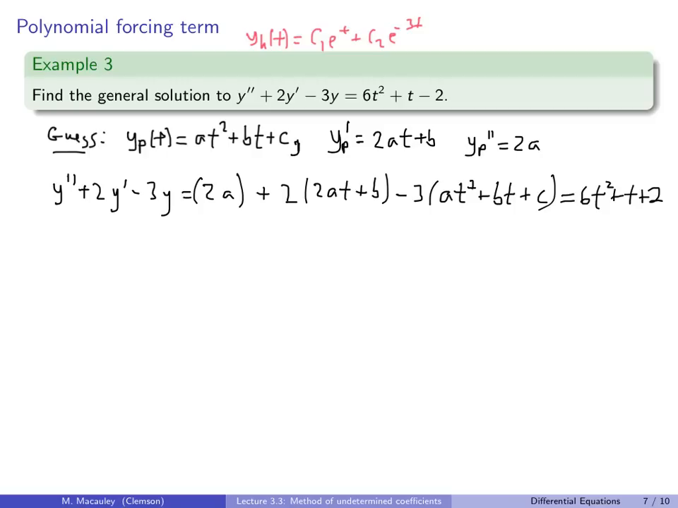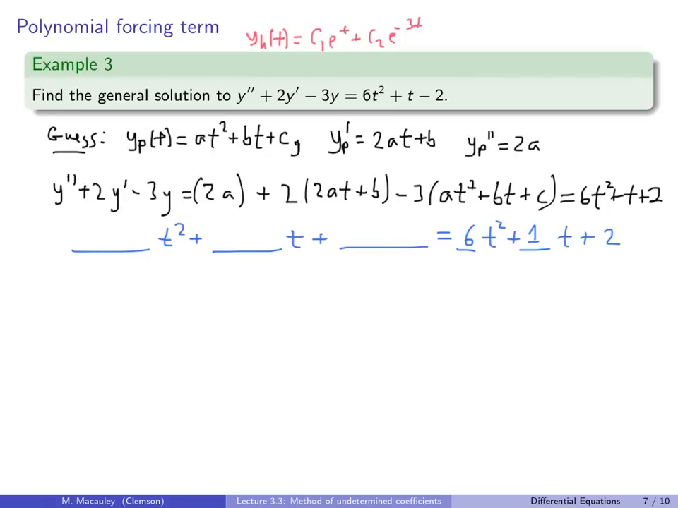Okay, so let's simplify. Let's collect terms. Sometimes I like to do it like this. The left-hand side, well, I guess it's the middle, is going to be some number of t squareds plus some number of t's plus some constant, which is equal to 6t squared plus 1t plus 2. So maybe I should add something like that.